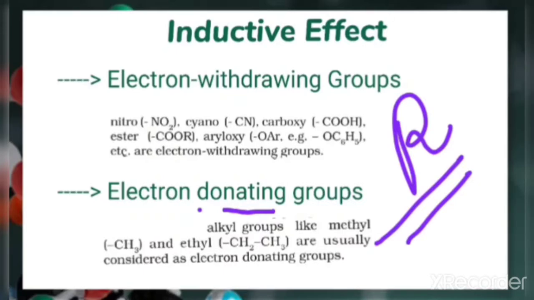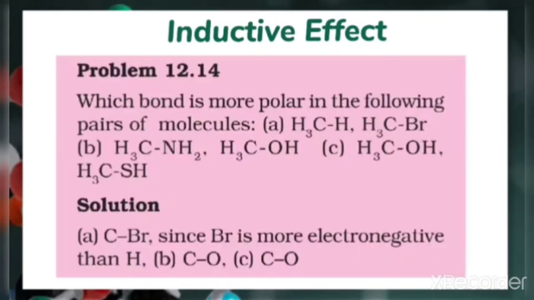Whatever the R, the alkyl groups, they are very good electron donating groups. We will be discussing more details of this effect when we do practical reasoning type questions, that is, how the presence of an electron withdrawing group will affect some of the properties and how the electron donating group affects the properties. So here we have a problem in the textbook, problem 12.14, a solved problem. Which bond is more polar in the following pairs of molecules? That means two molecules are given here.